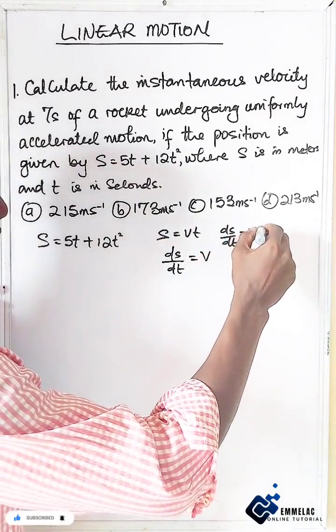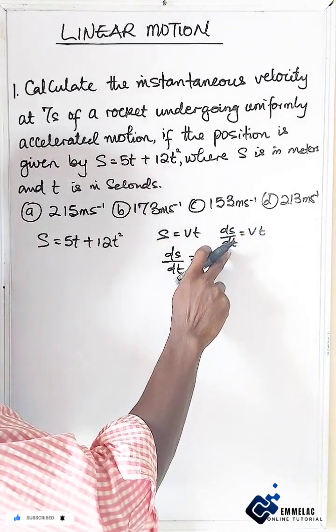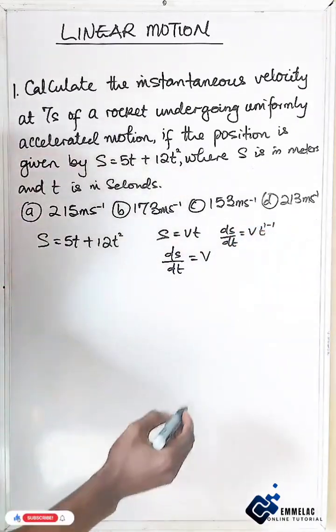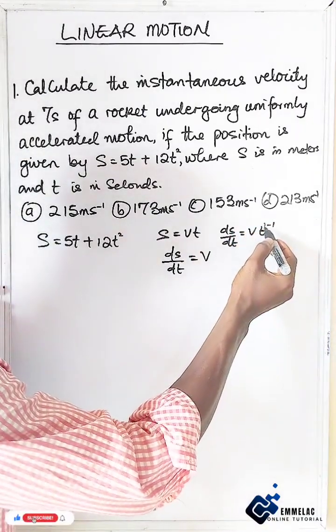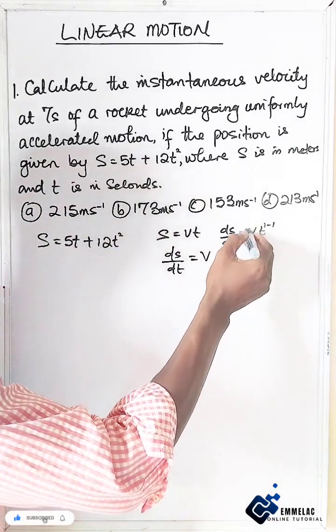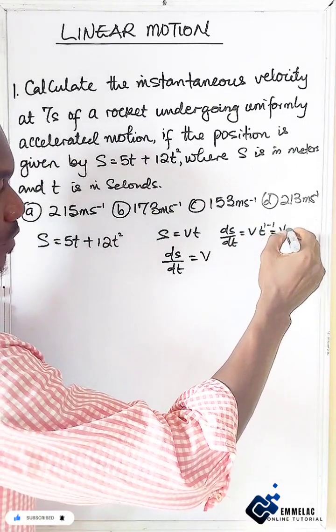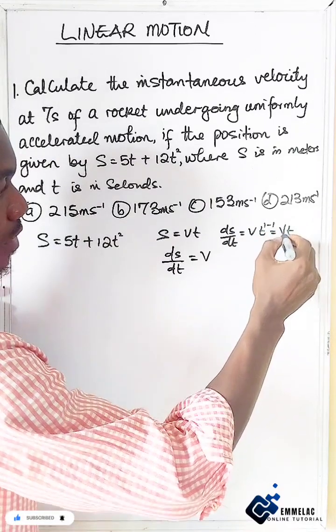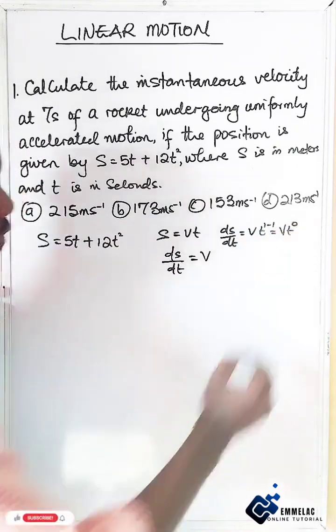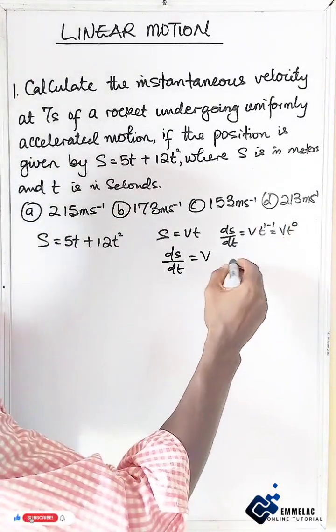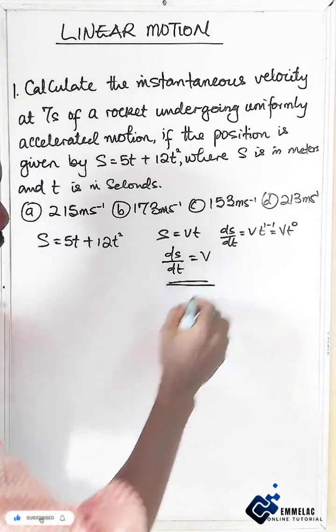Then our time here, which is what we are differentiating with, will give us 1 minus 1. And take note that this one we actually have as a coefficient here. So to that end, we have that V equals V t raised to the power of what? 0. And anything raised to the power of 0 is 1. So we end up having this equation.